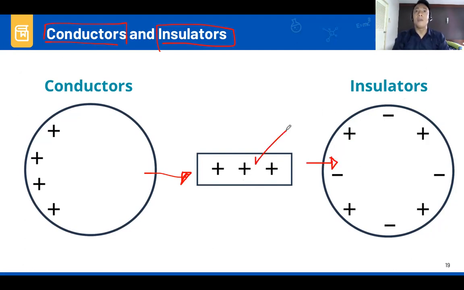At ano mangyayari kapag nasobrahan, yung balance, magkakaroon ng static electricity. Okay, again, conductors, taga-bigay, insulators, taga-tanggap. Okay, hindi sila pwede magpalit. Hindi pwede magbibigay si insulators kay conductor, hindi pwede. Okay?